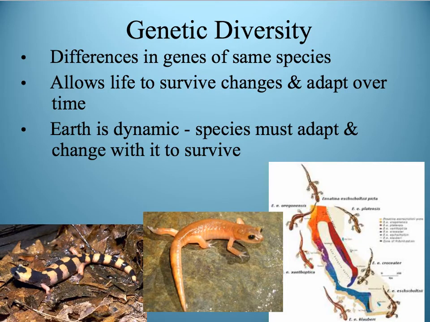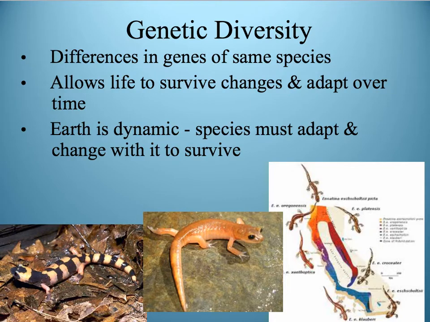Okay, so we've seen species diversity, the fact that there are many different species on our planet. To what extent, we don't really know as we're discovering new species every year. And then there's also genetic diversity, and this is differences in genes of the same species. So we have differences of genes of the same species, and that means that we have some lizards of the same species looking orange and others looking black and yellow.